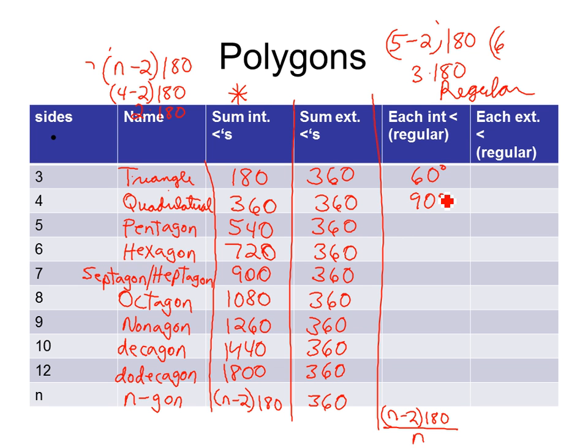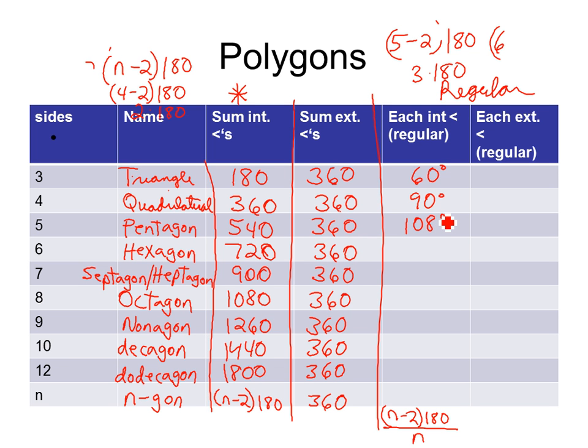Pentagon. 540 divided by 5 is 108. 108 degrees. Now, be careful here, because can you just go up by a pattern? No, it doesn't work.